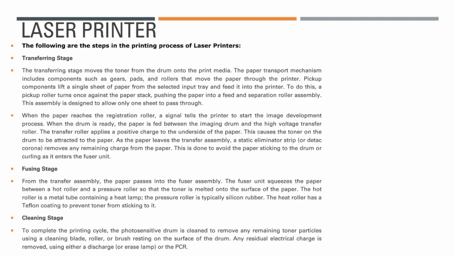Cleaning stage. To complete the printing cycle, the photosensitive drum is cleaned to remove any remaining toner particles using a cleaning blade, roller, or brush resting on the surface of the drum. Any residual electrical charge is removed by either a discharge or erase lamp, or the PCR.